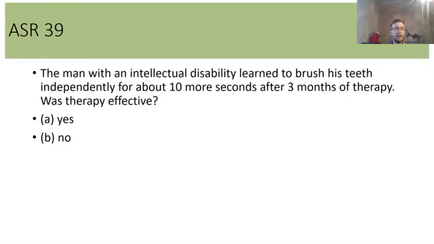Significant. ASR 39: the man with an intellectual disability learned to brush his teeth independently for about 10 more seconds after 3 months of therapy. Was therapy effective? A, yes, B, no. A couple seconds. All right, I'll close the poll. The answer here is no. Now, if the man learned to brush his teeth independently for a minute and a half, hey, that's a huge improvement for this individual, probably. So that would meet the effective dimension.